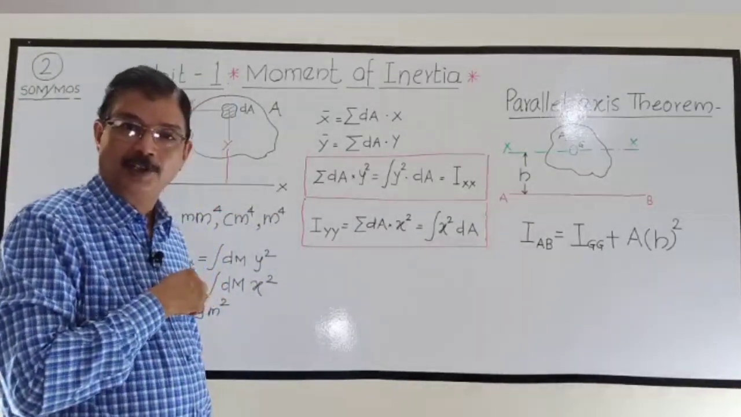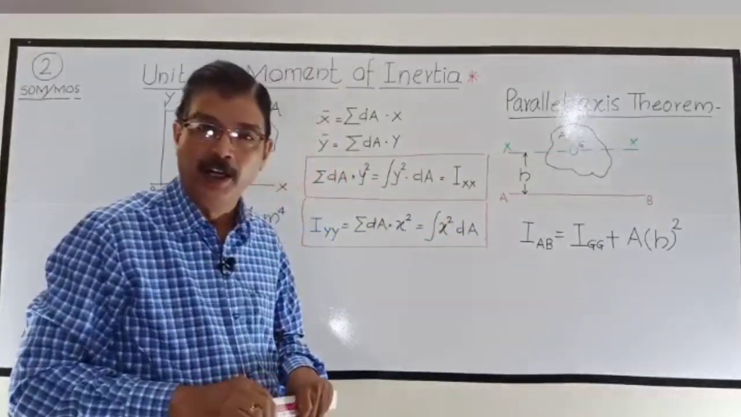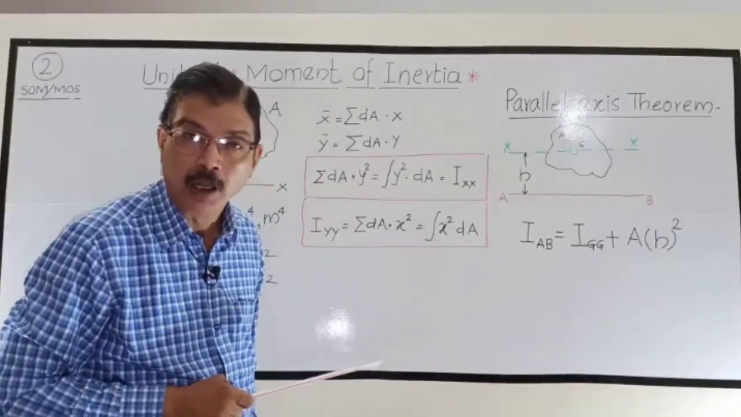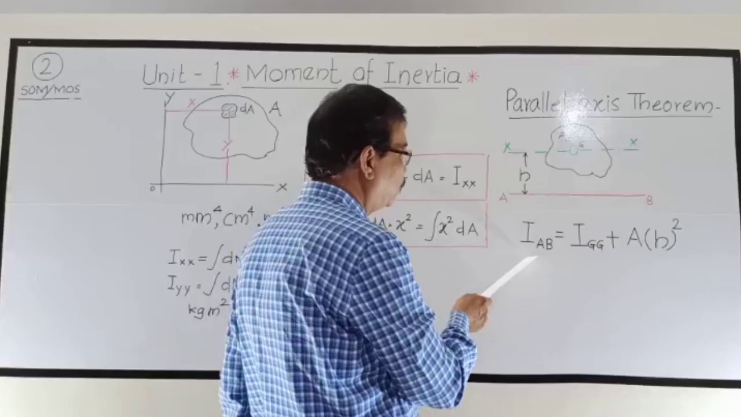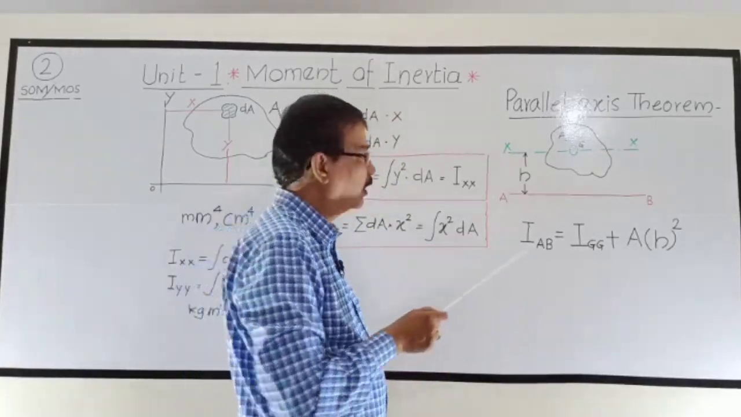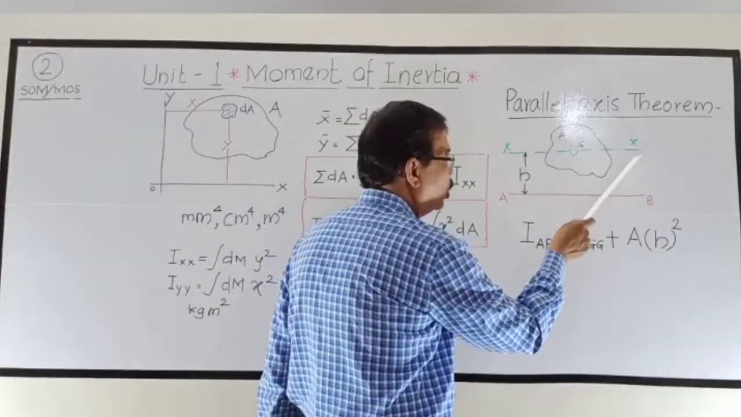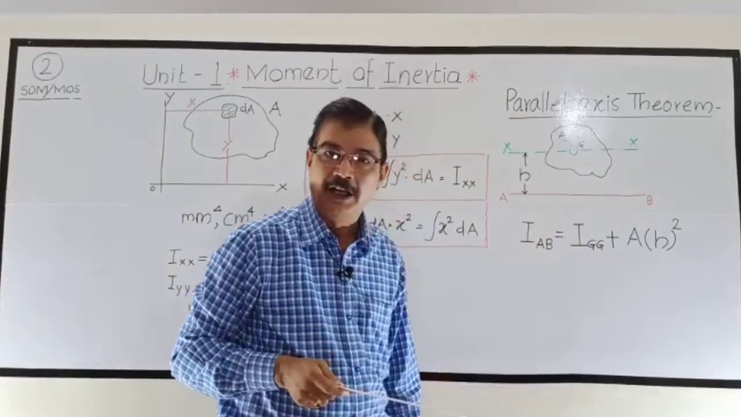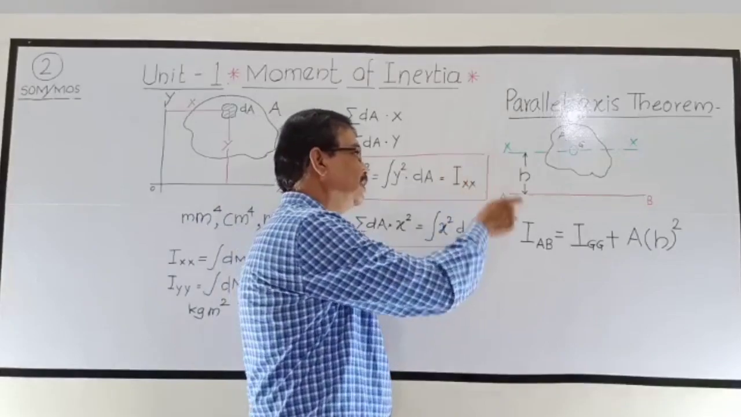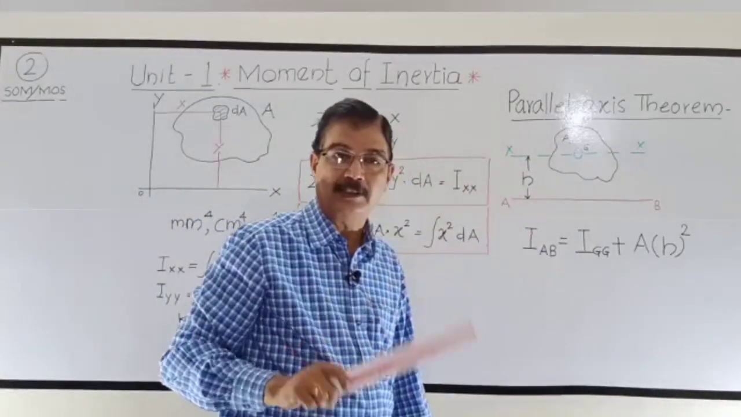Okay. So this is known as the parallel axis theorem. This is also known as the transfer formula, because using this particular formula, we can transfer the moment of inertia which is available at the centroidal axis to any other axis, but that axis must be lying in the same plane. So this is the statement of the parallel axis theorem.